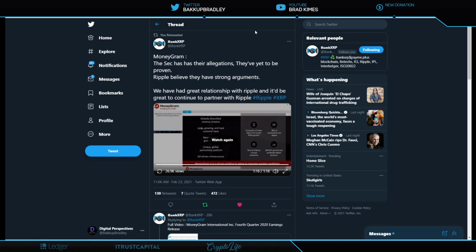The SEC has their allegations. They've yet to be proven. Ripple believe they have a strong argument. We have had great relationships with Ripple, and it'd be great to continue to partner with them.